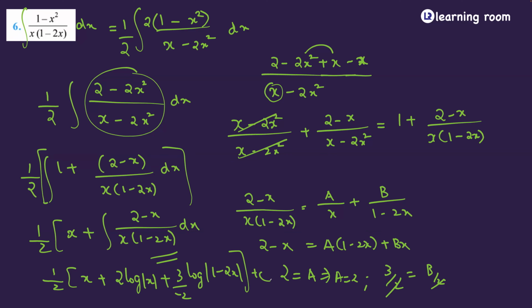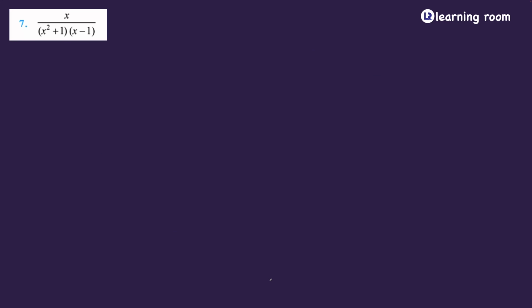Okay, don't waste time, go to the next one. Wait, so 7th one, how are we supposed to do? See, this is linear divided by cubic, right? So something divided by x minus 1 plus something divided by x square plus 1. So this is the 5th point.